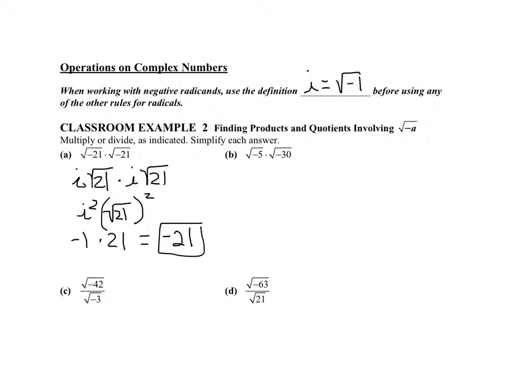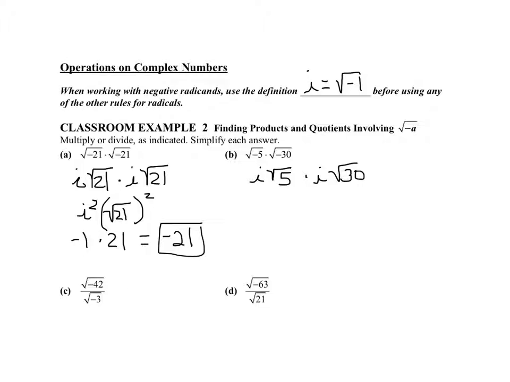Now, there are other ways you could think about doing the simplification, but if you've done it correctly, you would still get this answer, negative 21. Now, when you move over to B, again, don't forget to take your i out, and you would have i square root of 5 times i square root of 30. And at this point, you have some choices about how to simplify from here.